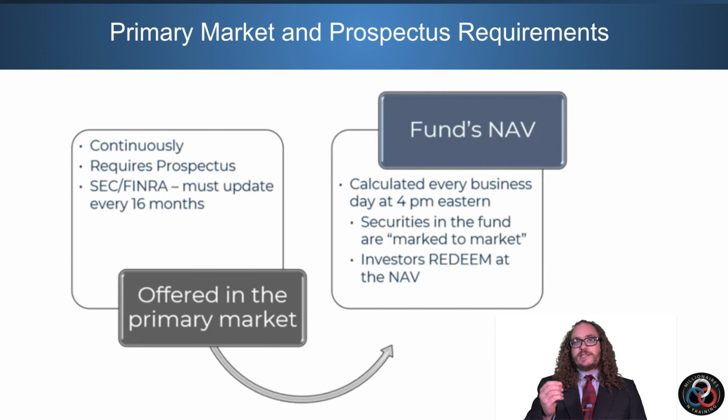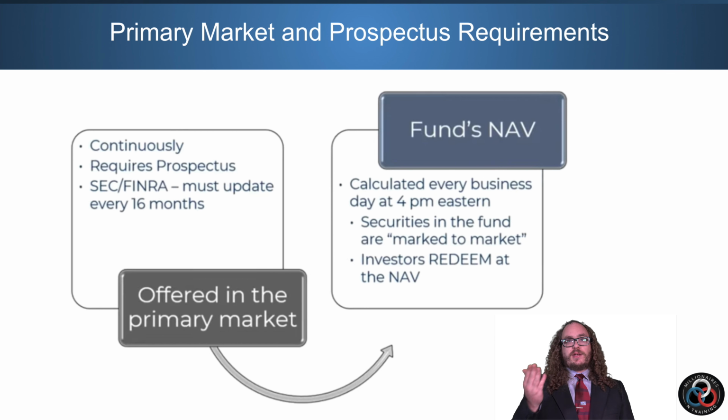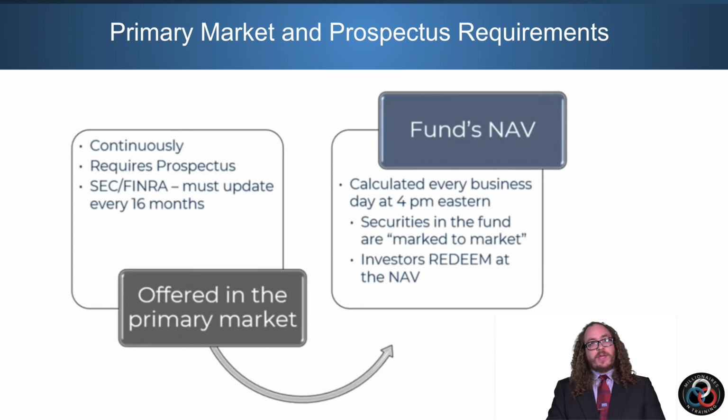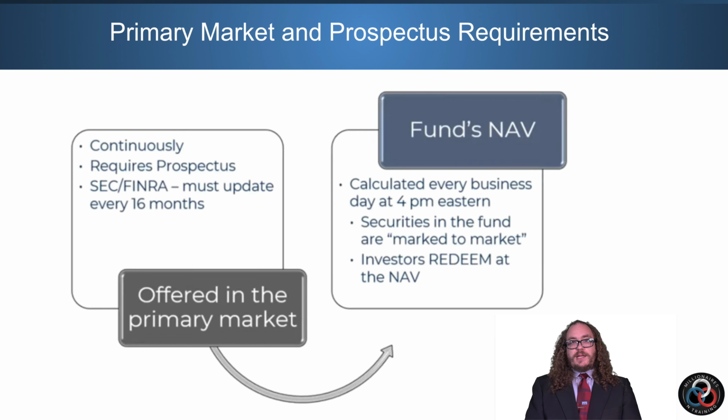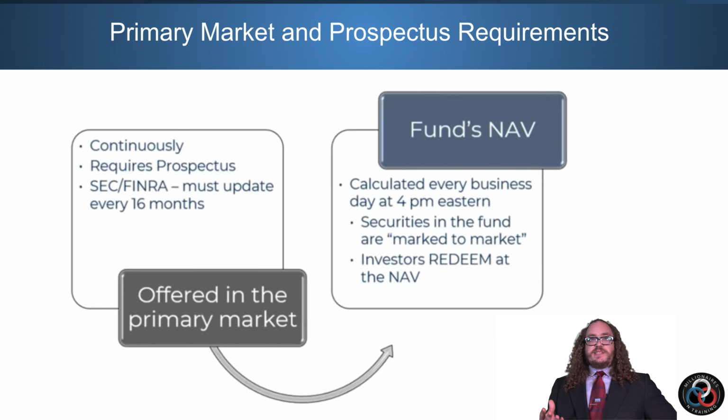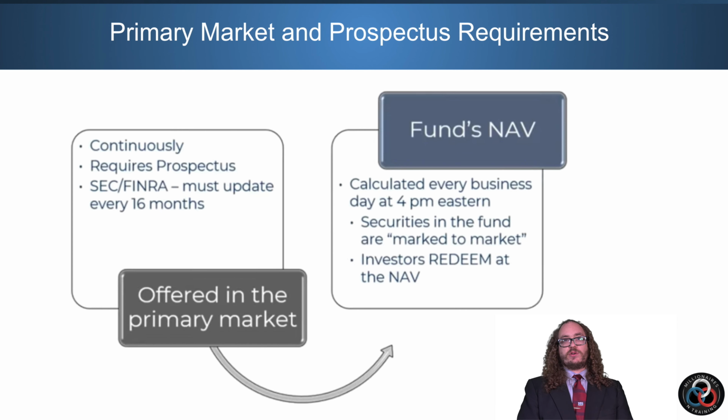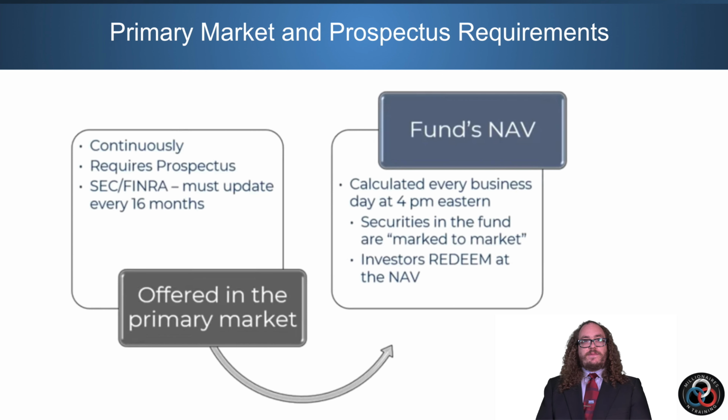So when we're buying and selling mutual funds, we always have to remember that they're offered in the primary market continuously under the '33 Act. So if you want to buy into a mutual fund, your purchase requires a prospectus. According to the SEC and FINRA, a fund's prospectus must be updated every 16 months. A mutual fund's net asset value, or NAV, is calculated at the close of business every day at 4 p.m. Eastern Standard Time. Securities in the fund are marked to market. That means that they're priced at the close of business that day.